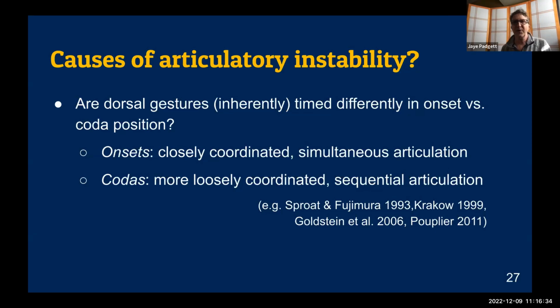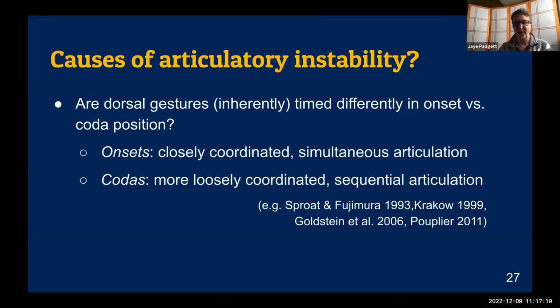So what would be the reason for differences in timing in onset versus coda position? We don't have answers, we're just entertaining ideas right now and thinking about it. There is a line of explanation that you could say is purely articulatory. So there are works that have suggested or argued that the timing of gestures in onset versus coda position is systematically different. In onsets, there's a close coordination and simultaneous articulation. I think that's best known in the case of vowels and how they're coordinated with consonants, which I'll talk about in a minute.